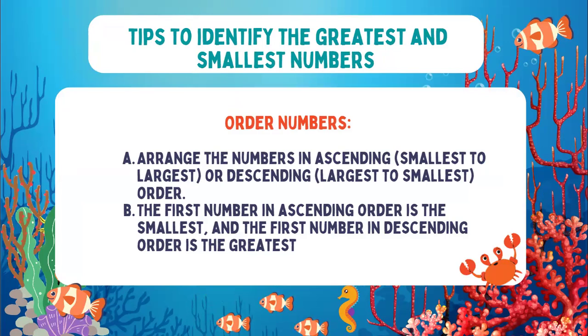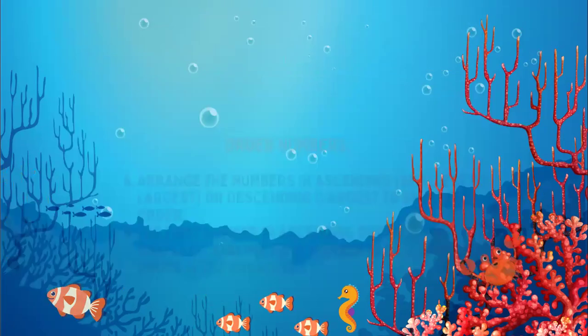What is the difference between ascending and descending orders? Well, ascending order ranges from the smallest to largest numbers, while descending order ranges from the largest to smallest. See, the difference is the first number in ascending order is the smallest in the line, and the first number in the descending order is the greatest.